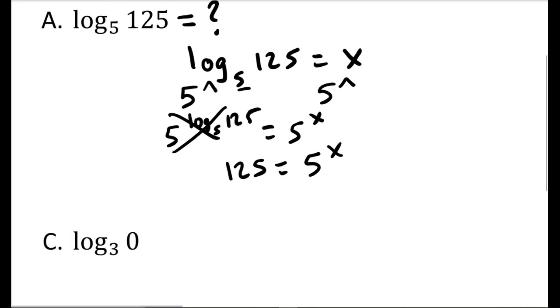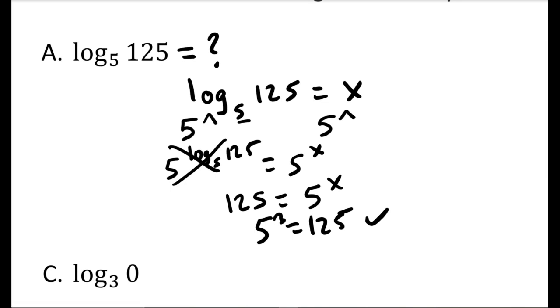So then you've got to ask yourself, well, 5 to what power is 125? Well, the answer is 3. 5 to the third power is 125, because 5 times 5 times 5 is 125. So the answer to this log is 3.